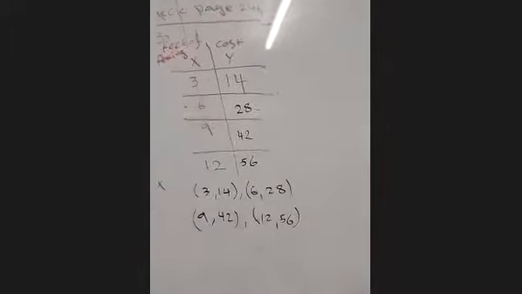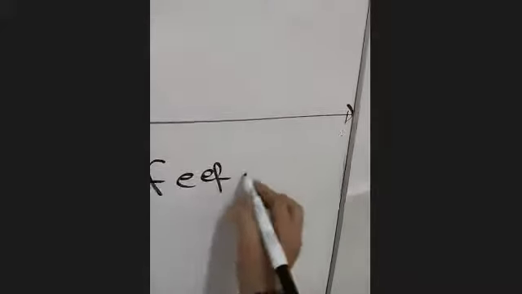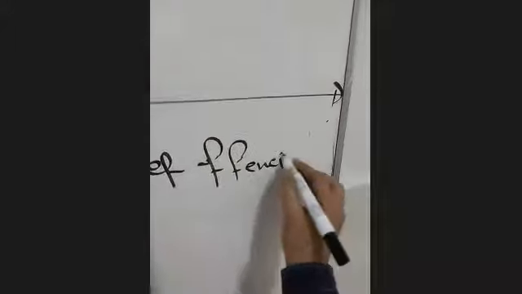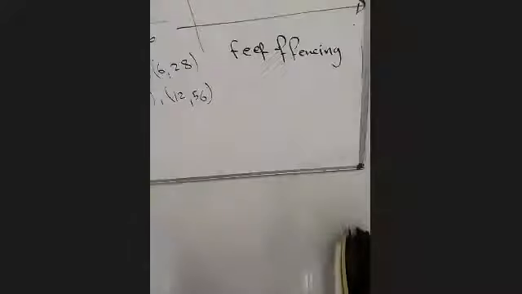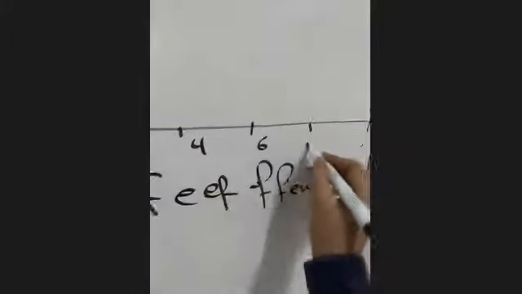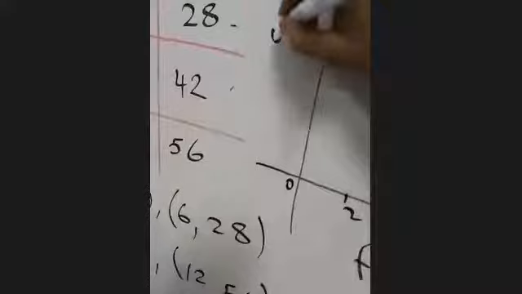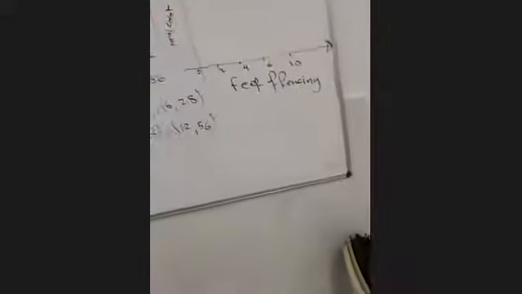Okay, guys? Now we are ready for plotting these ordered pairs on the coordinate plane, which is already drawn beside the question. See them? Down they wrote feet of fencing, and they wrote the numbers 0, 2, 4, 6, 8, 10. And on the y-axis, they wrote total cost, with the numbers 0, 5, 10, 15, 20.